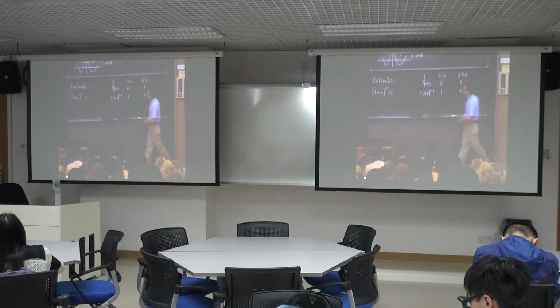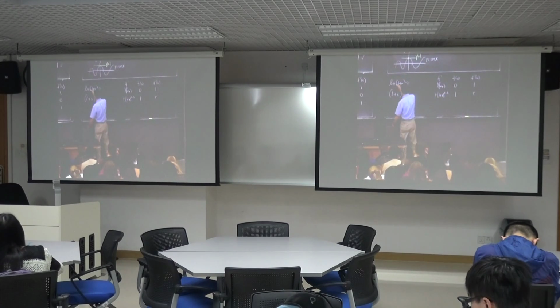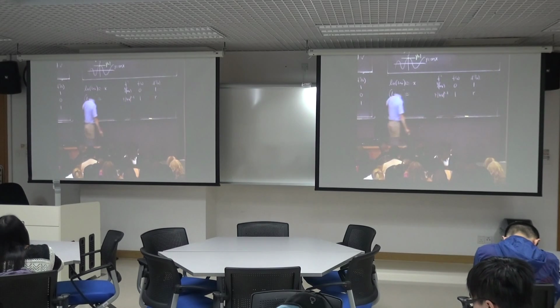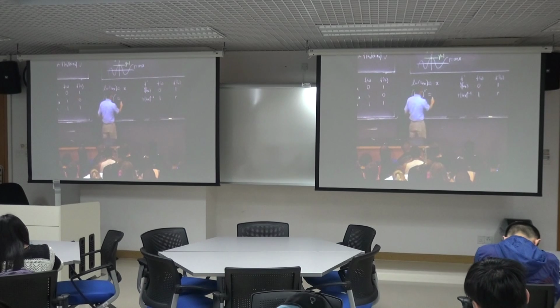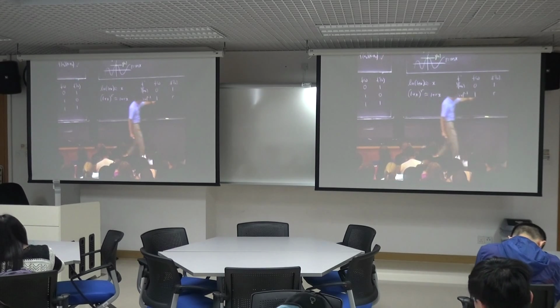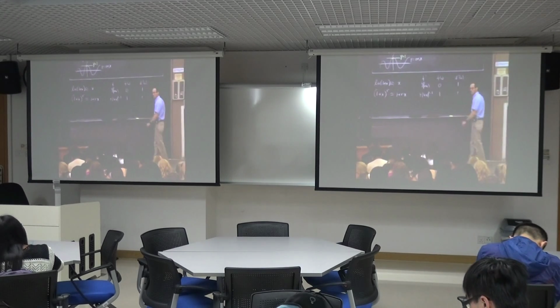All right? So the corresponding statement here is that log 1 plus x is approximately x, and 1 plus x to the r is approximately 1 plus rx. That's 0 plus 1 times x, and here we have 1 plus r times x.